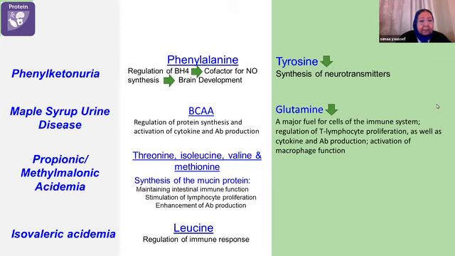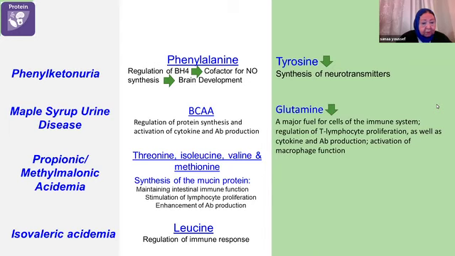Coming to propionic and methylmalonic acidemia, we have here the accumulation of amino acids, which are threonine, isoleucine, valine, and methionine, and they hinder the synthesis of the mucin protein, which is responsible for the intestinal immune function. And it is very important, as 80% of your immune system resides in your GIT. So we have a big problem here with our GIT.